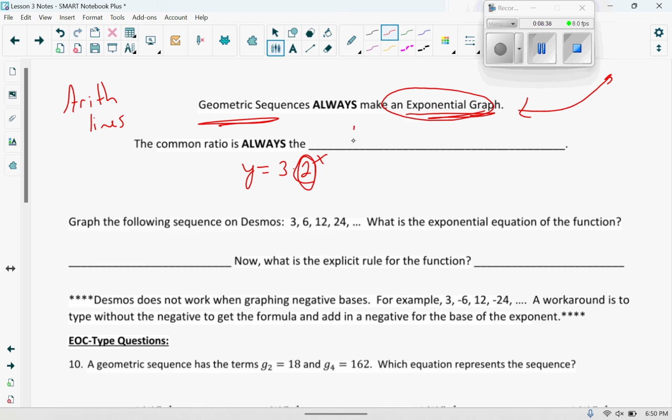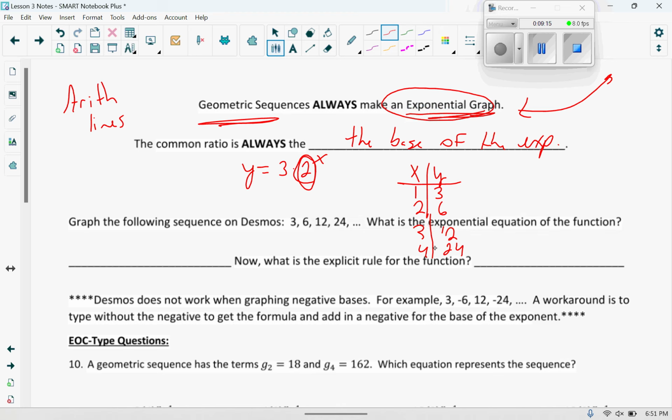It doesn't matter if we're doing it in the explicit form or just a regular generic exponential form. The base is always going to be the same. The base of the exponent is going to be our pattern. So right here, if you type this in Desmos, it's going to look like this. Our first term is 3, our second term is 6, our third term is 12, and our fourth term is 24. So that's how I'm going to type it into Desmos.